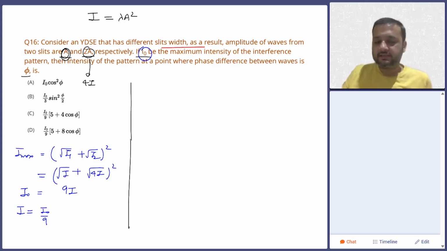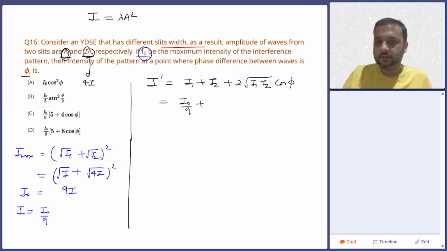Now we have to find the intensity at a general point where the phase difference is phi. So what is the general formula of intensity? Let us say the general intensity I dash is equal to I1 plus I2 plus 2 root I1 I2 cos phi. This is the general formula. The value of I1 is I, which is I naught by 9. The value of I2 is 4I, which is 4 I naught by 9, plus 2 into root of I naught by 9 into 4 I naught by 9, cos phi. So this becomes 5 I naught by 9.